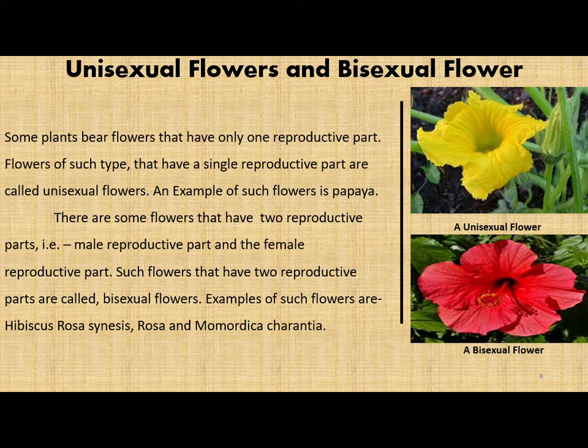There are some flowers that have two reproductive parts, i.e. the male reproductive part and the female reproductive part. Such flowers that have two reproductive parts are called bisexual flowers. Examples of such flowers are Hibiscus rosa sinensis, that is hibiscus, Rosa, that is rose, Momordica charantia, etc.